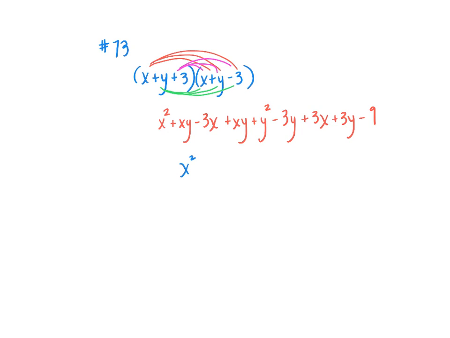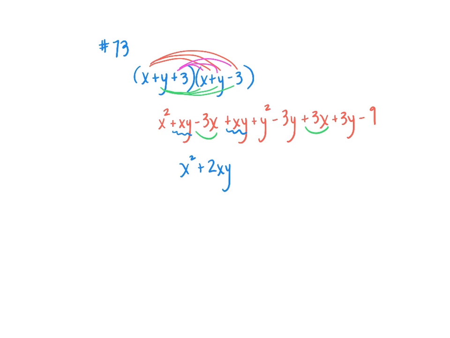Now I'm going to look for anything with x to the first power. It looks like I have an xy, another xy, so that would be positive 2xy. Now then I have some terms that have just x, like negative 3x plus 3x, but I'm noticing those will cancel.